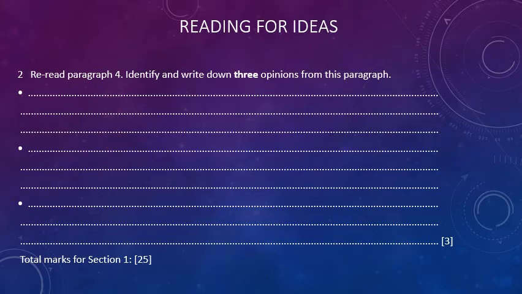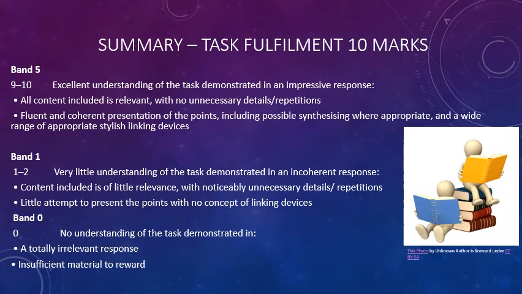So this is how we have done this comprehension. It's quite simple. The first part is content writing, question number 1, the second part is summary writing, and question number 2 is only finding 3 opinions. Now I'll discuss how you will get marks in summary. Summary writing task fulfillment has 10 marks.